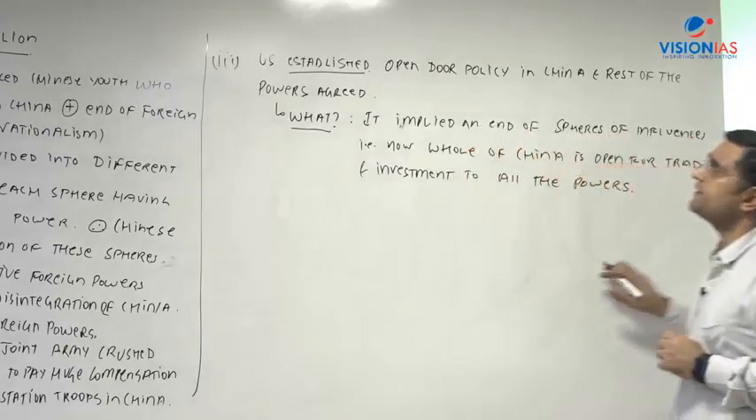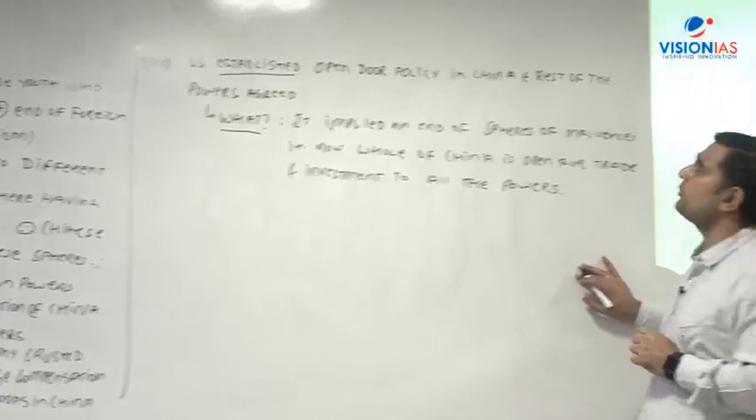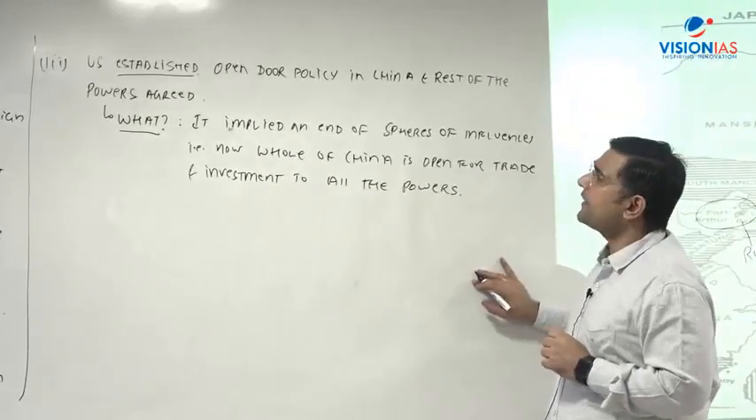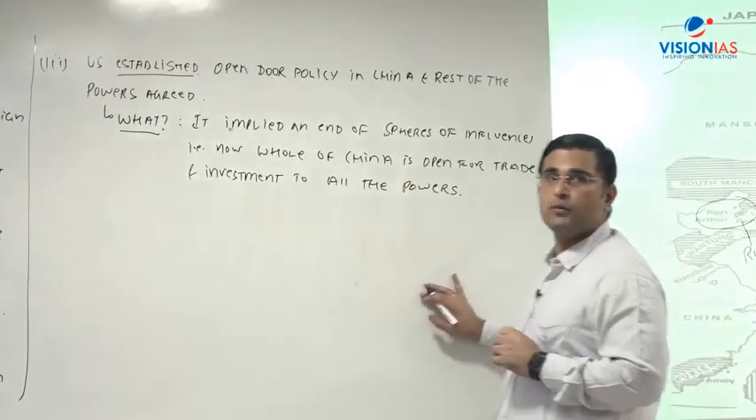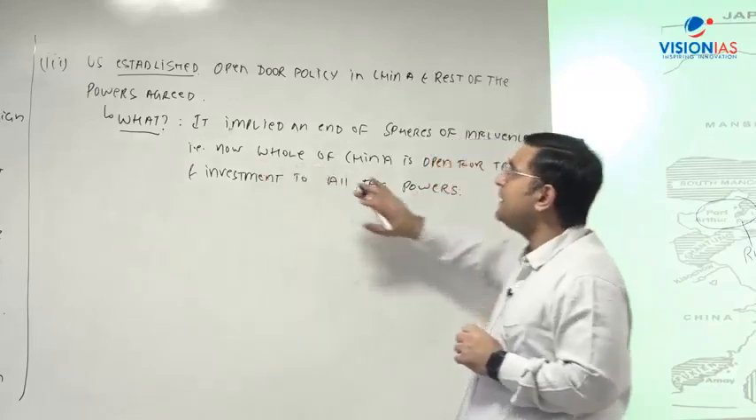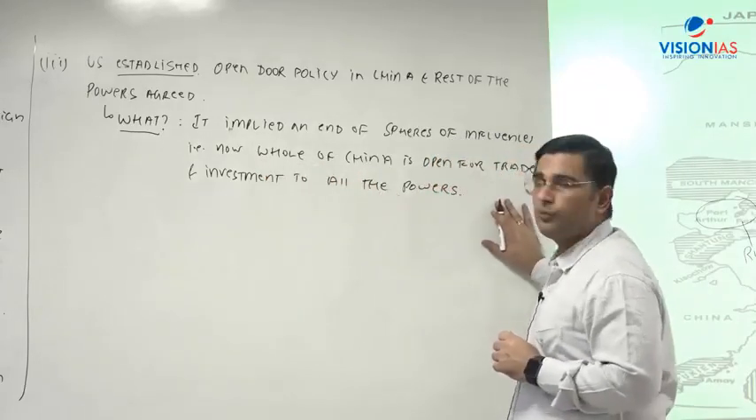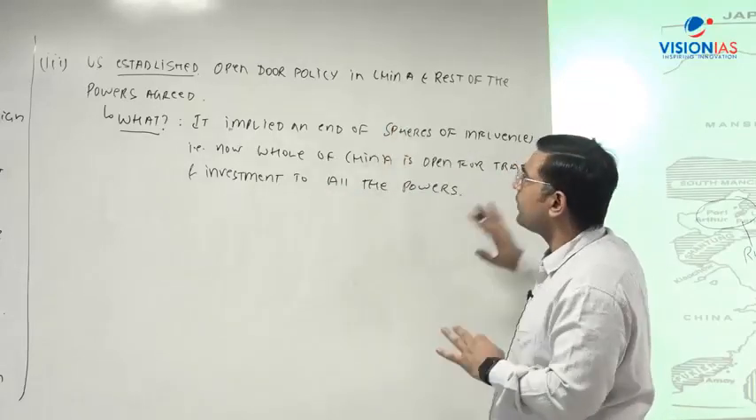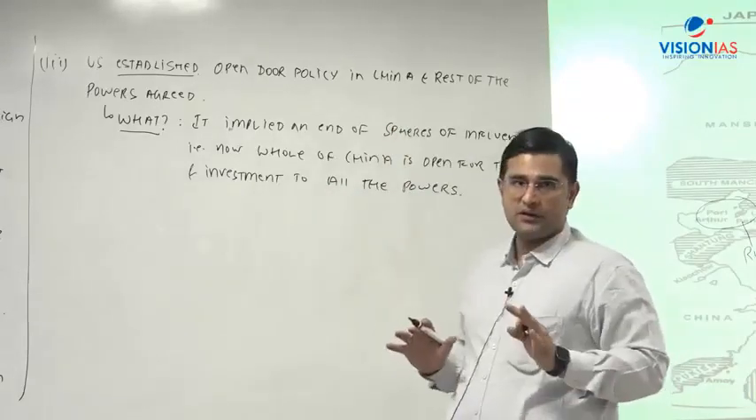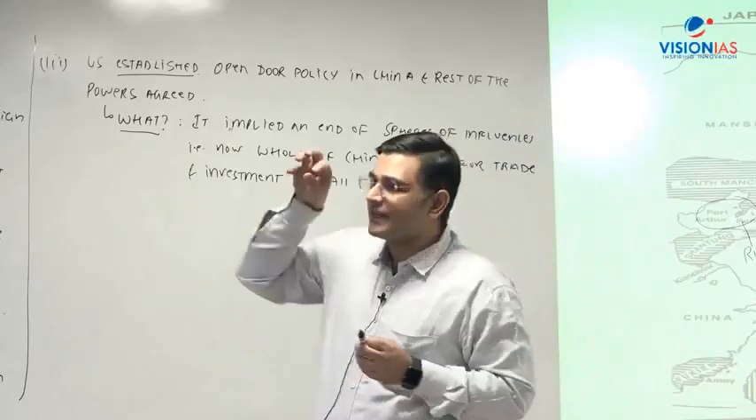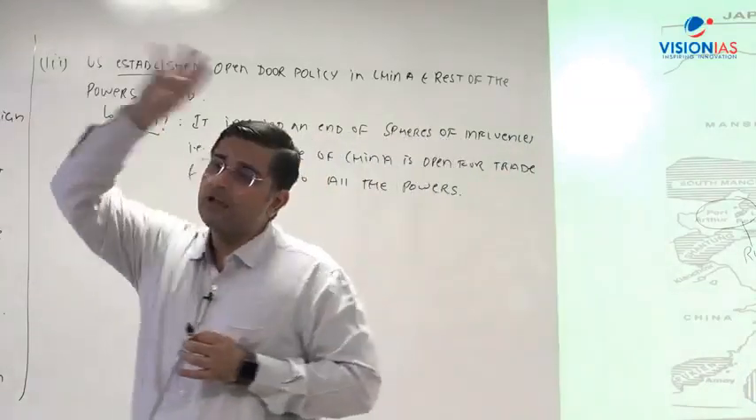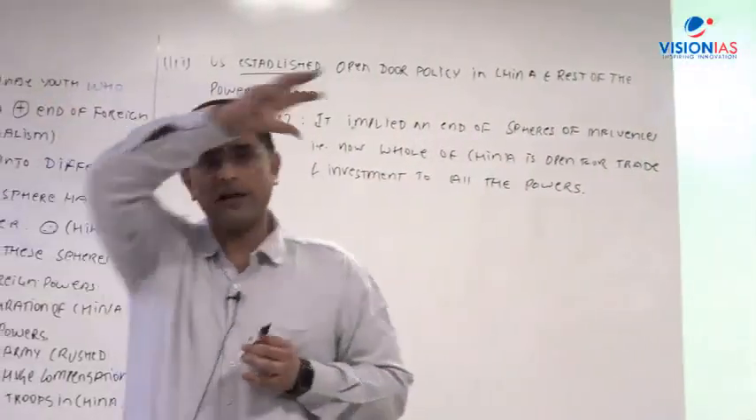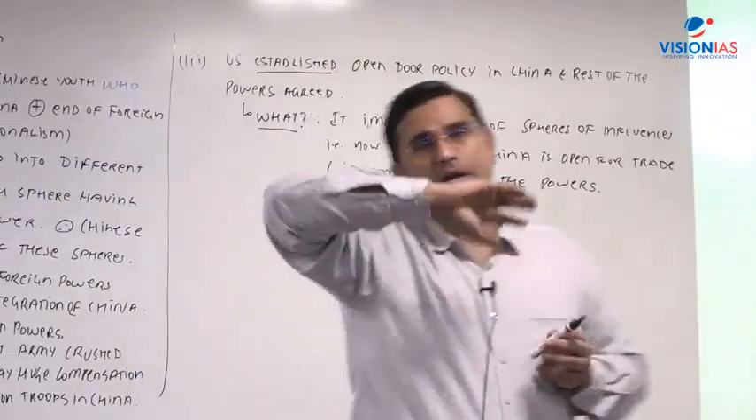so what we are saying is that the US established the open door policy in China, and the rest of the powers agreed. What is this open door policy? It basically implied an end of the spheres of influence. That is, now the whole of China is open for trade and investment to all the powers. So now it will not be the case that this area is of France, that area is under the domination of the British, that area is under the domination of the Russians, etc.